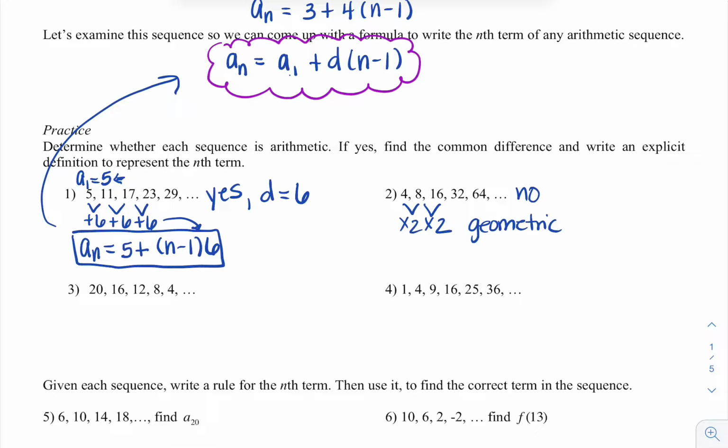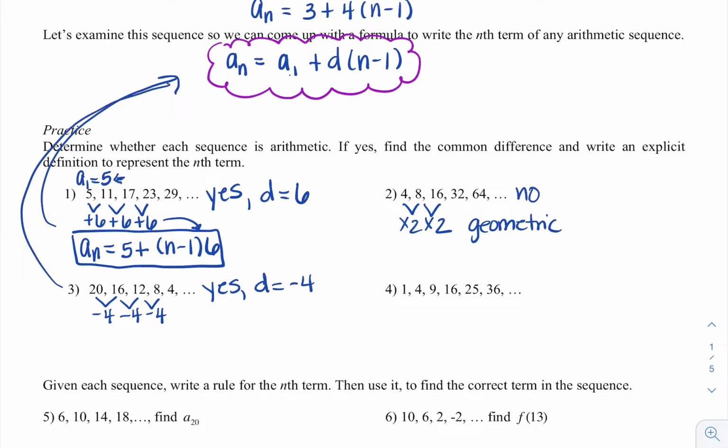So if you take a look at question number 3, to go from 20 to 16, I'm minusing 4, and from 16 to 12, I'm minusing 4, and 12 to 8, I'm minusing 4. So even though it's a negative common difference, I do still have a common difference of negative 4.